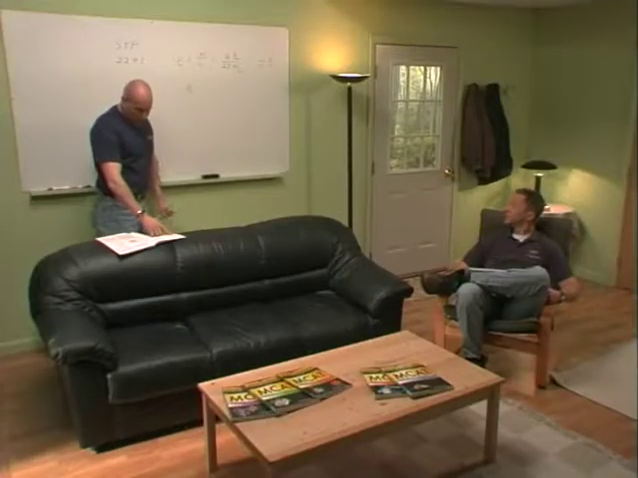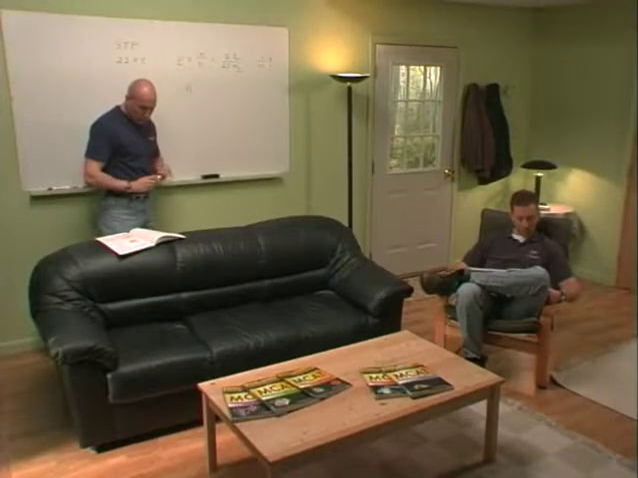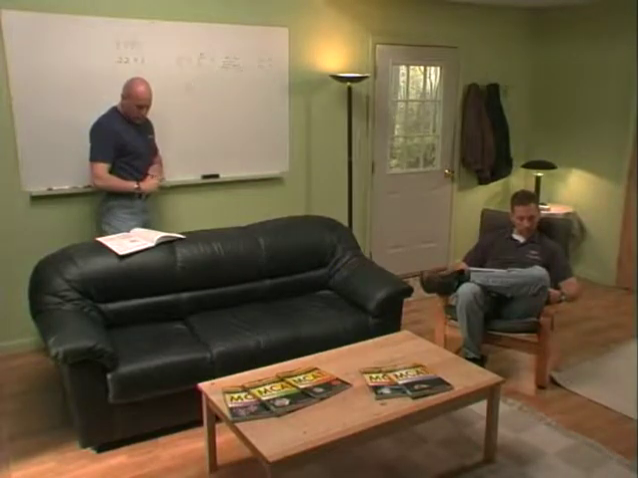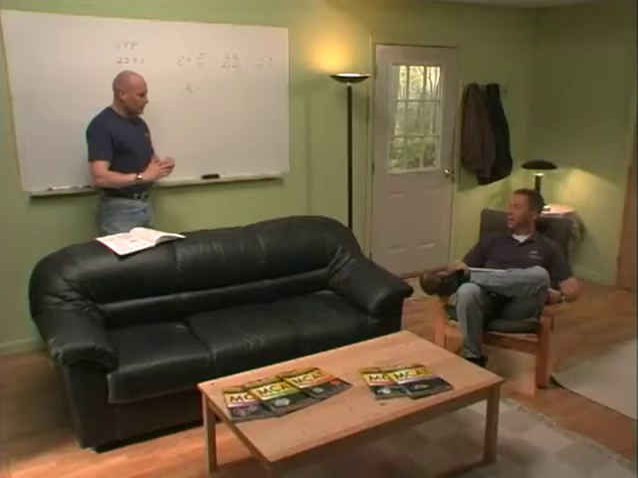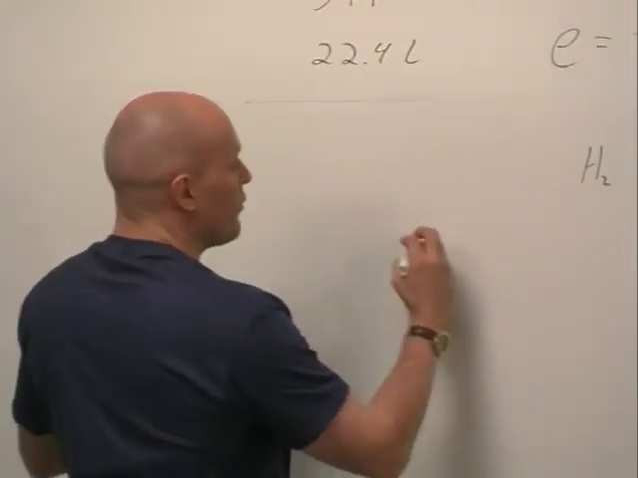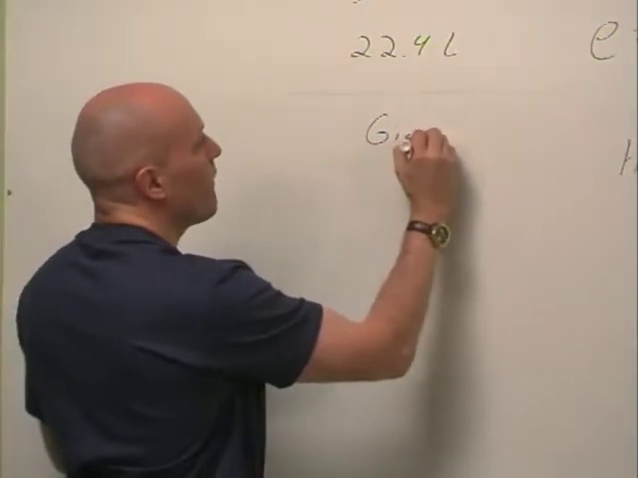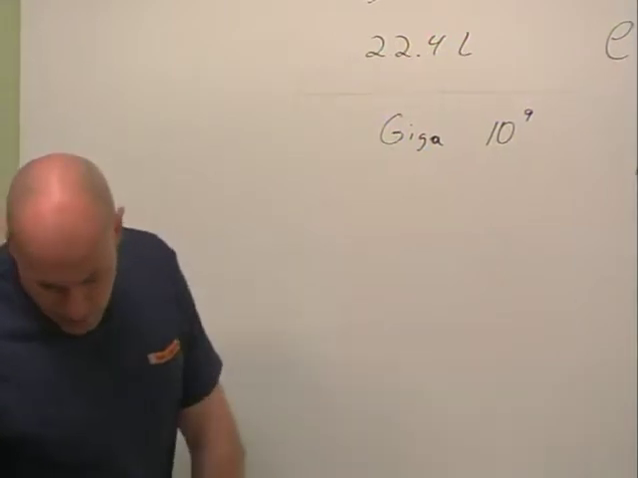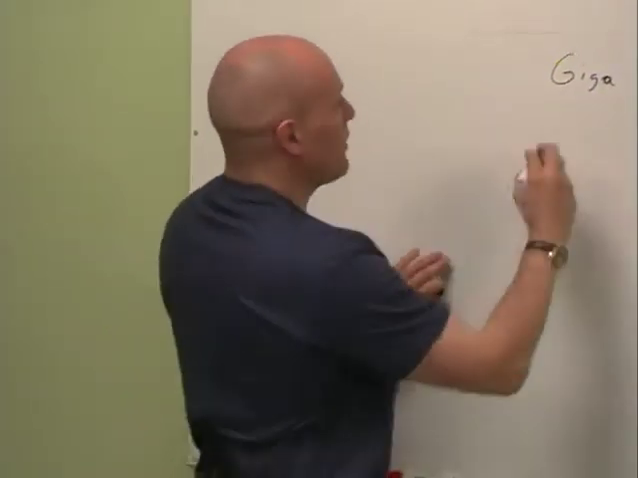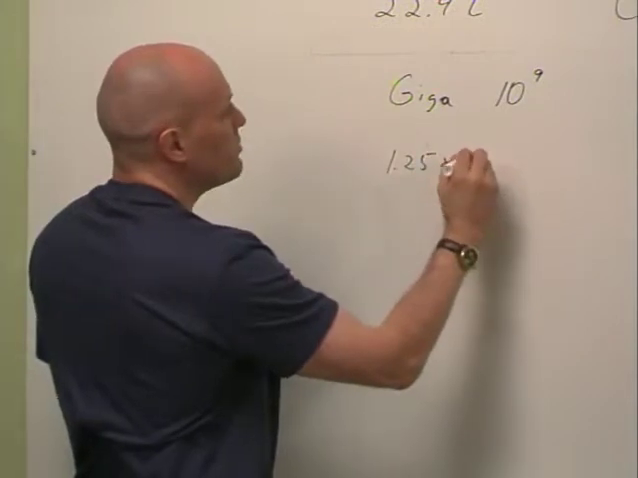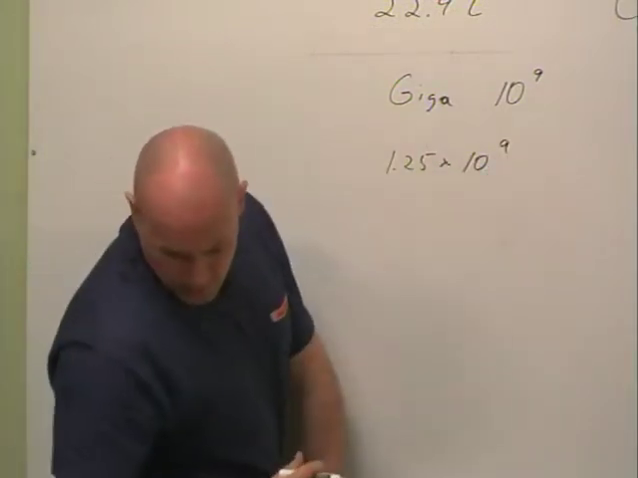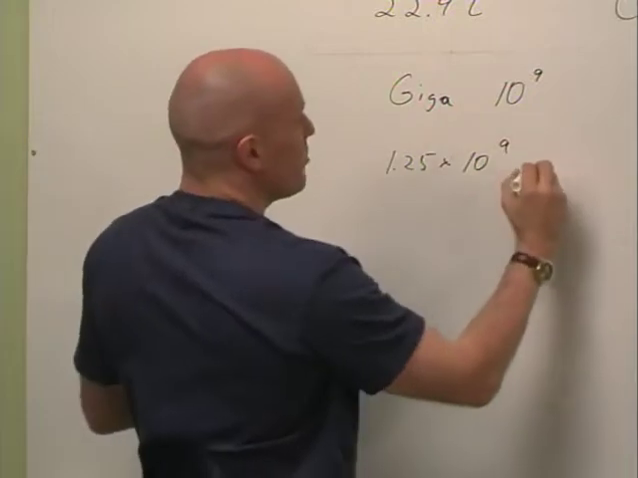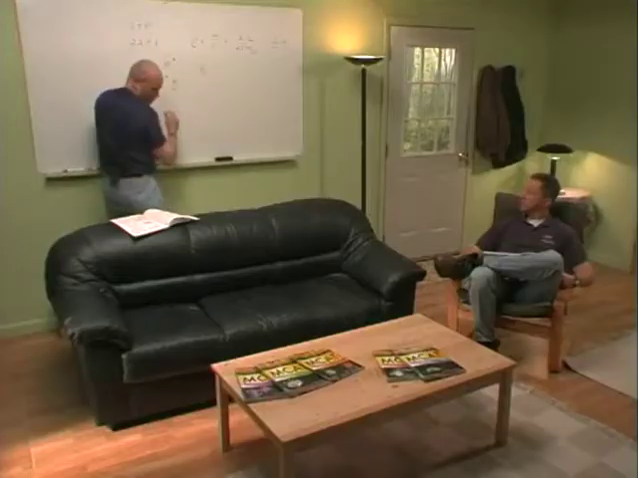Okay. All right, question 51. A cube of an unknown solid has a bulk modulus of 1.25 giganewtons per square meter. What is a giga? It's a lot. A giga is 10 to the 9th, and you need to know that for the MCAT, all right? Giga means 10 to the 9th. So we have 1.25 times 10 to the 9th newtons per square meter.